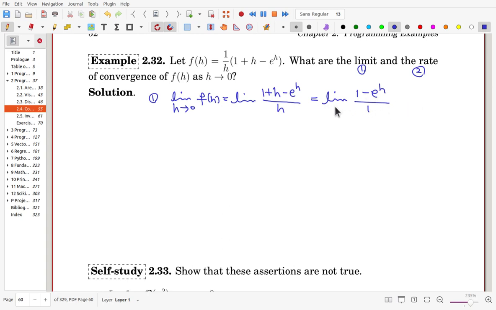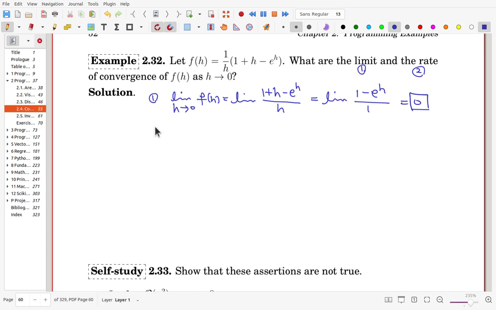Now, if h approaches 0, then here the top approaches 0 and the bottom is 1, so that is 0. So that limit is 0. That means that f of h is approaching 0.